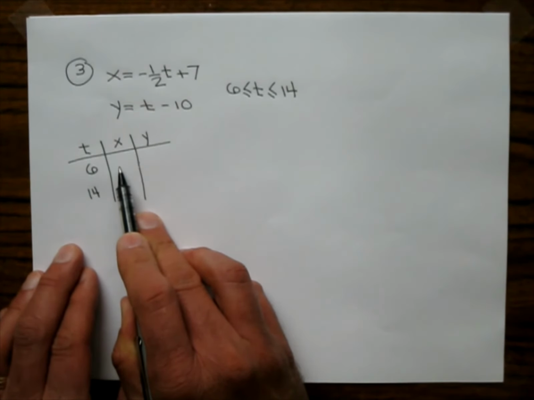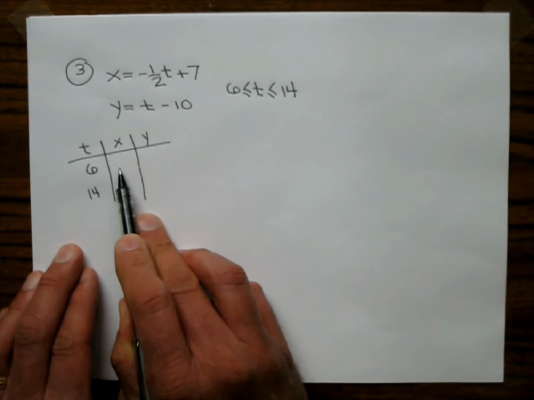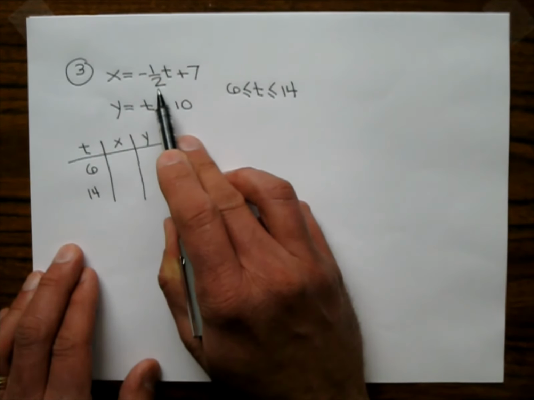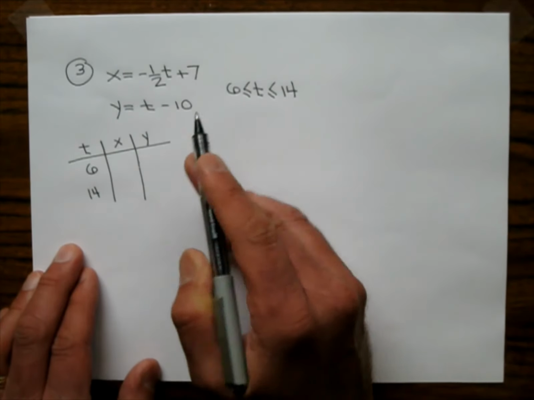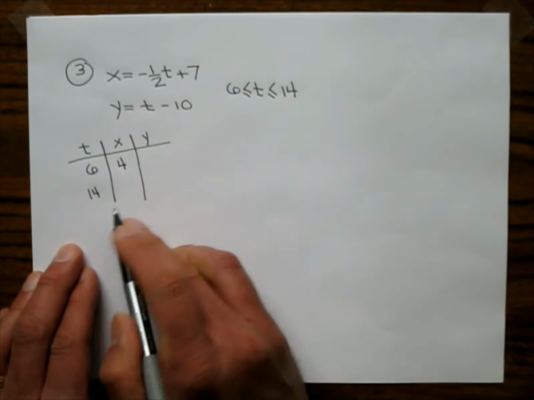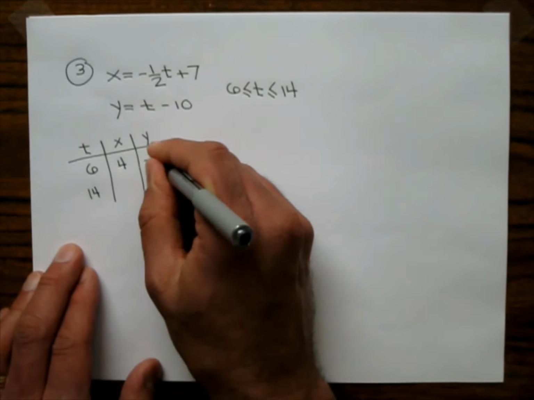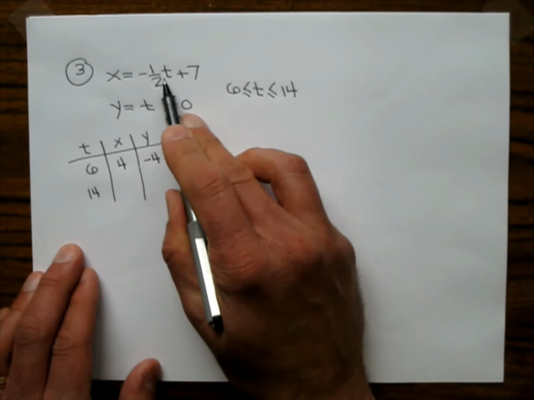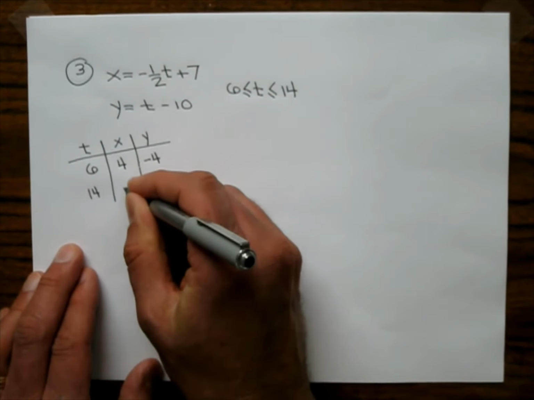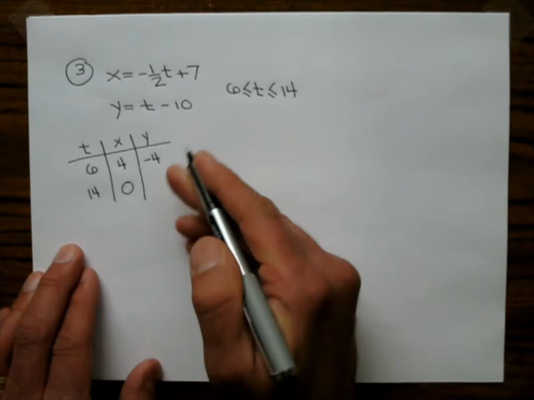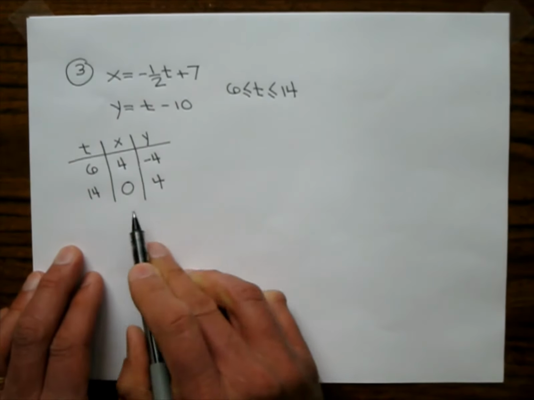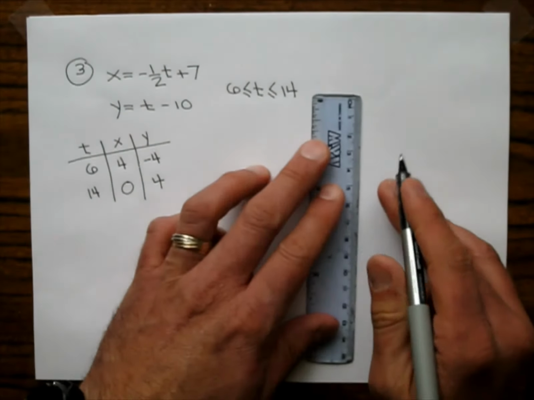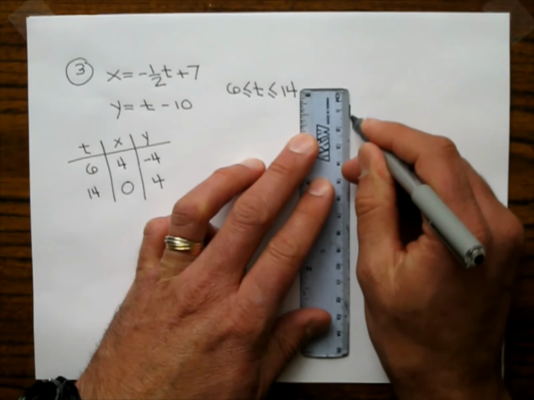So if you plug 6 in for x, you're going to get 6 times negative 1/2 is negative 3. Negative 3 plus 7 is 4. You plug 6 in for y, you get negative 4. Now I'm going to plug 14 in for these. Negative 7 plus 7 is 0. And 14 minus 10 is 4. So right now you're probably getting a little freaked out because something is looking very familiar. And I did this on purpose to illustrate a point.